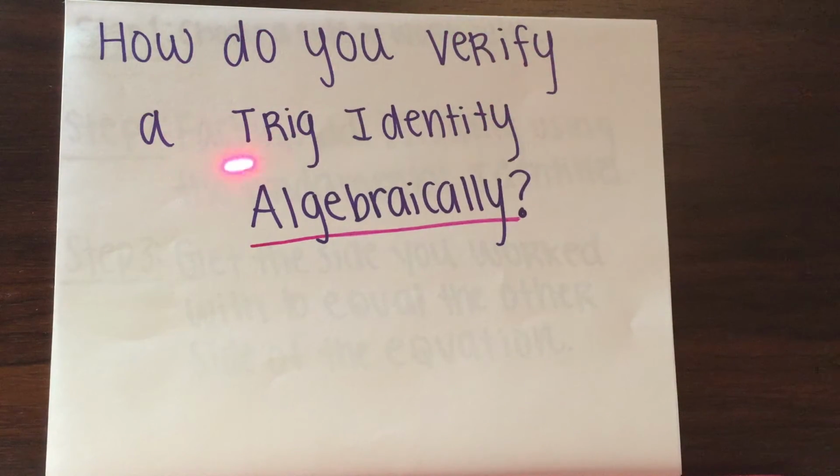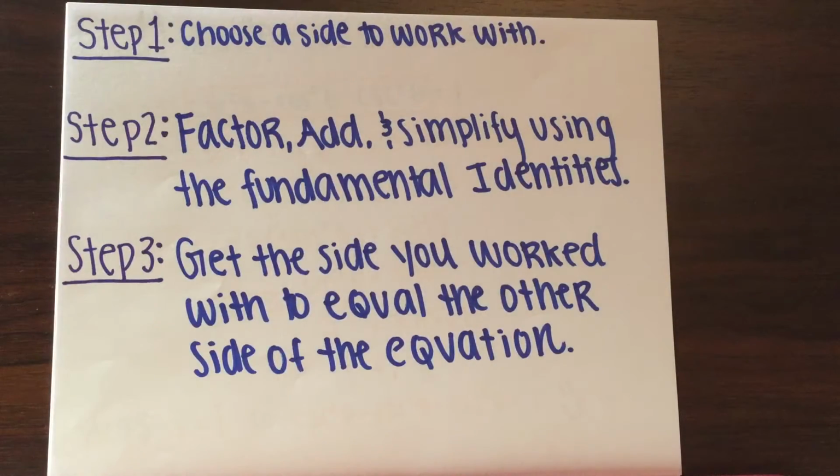How do you verify a trig identity algebraically? There are 3 steps that you can use to verify the trig identity. The first step is to choose the side that you want to work with. You can work with the left-hand side of the equal sign or the right-hand side of the equal sign.